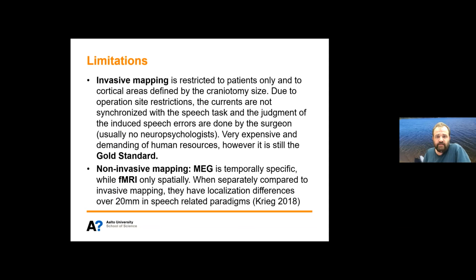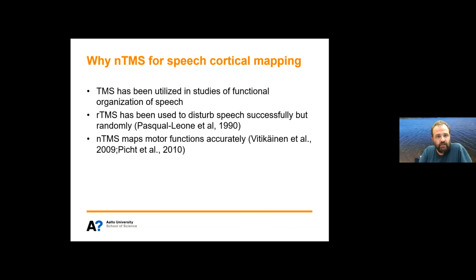The non-invasive mapping is that MEG is temporally specific, fMRI spatially, and when they have been compared to invasive mapping, they had big differences, like they were not that reliable to be used alone. And navigated TMS has been proposed for speech cortical mapping because it has been used in studies of functional organization of speech. It has been used very successfully in motor mapping with the use of navigation, of course.